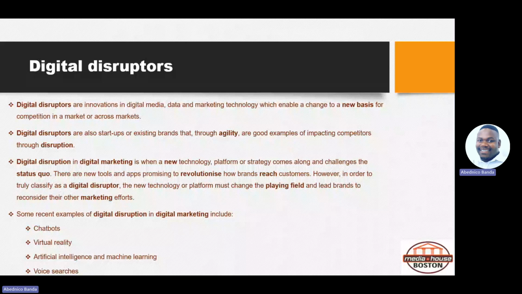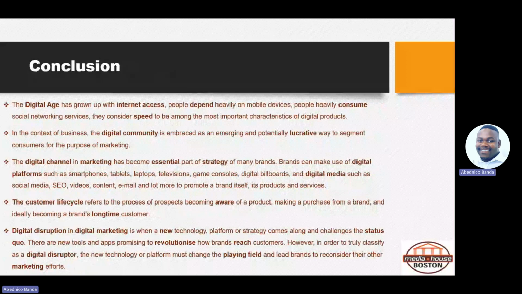Whenever you go to websites right now, you can come across automated chatbots. You've got virtual reality, you've got artificial intelligence and machine learning, and you've got voice searches. So these are some of the activities that are disrupting the playing field of digital marketing. And whenever you are coming up with digital marketing strategies, you also need to consider those.